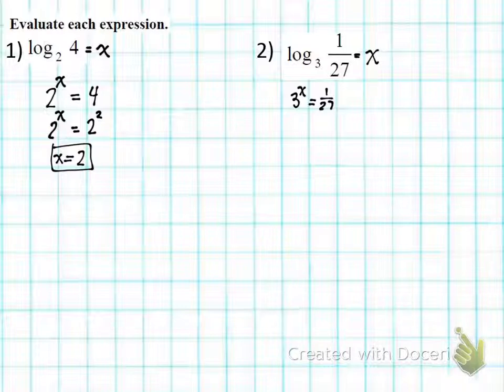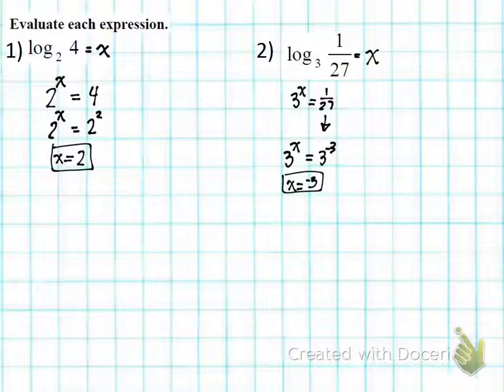The next thing we want to do is find a common base. I know 1/27th is just like saying 3 to the negative third power. So we have 3 to the x is equal to 3 to the negative third. We have the common base of 3, so I could assume my exponents are the same. So x is equal to negative 3. Okay, x is equal to negative 3. So that's how we do solving logarithmic expressions, okay? Any questions?